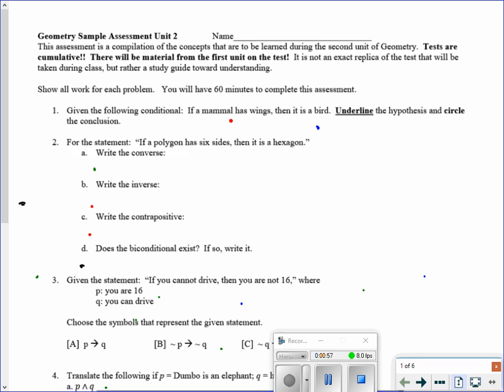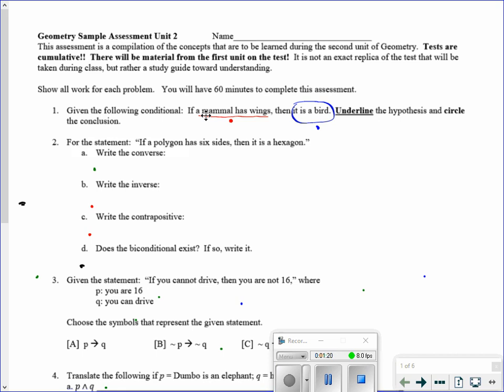It says give the following condition: if a mammal has wings, then it has a bird. Underline the hypothesis and circle the conclusion. Put me on pause and then come back and check your work. Okay, so you should have underlined mammal and wings and circled it is a bird. Make sure you're not doing anything with the if and the then.